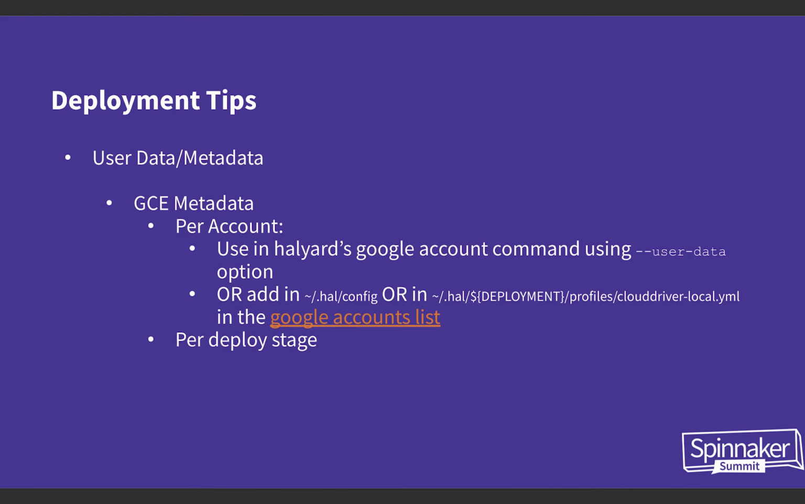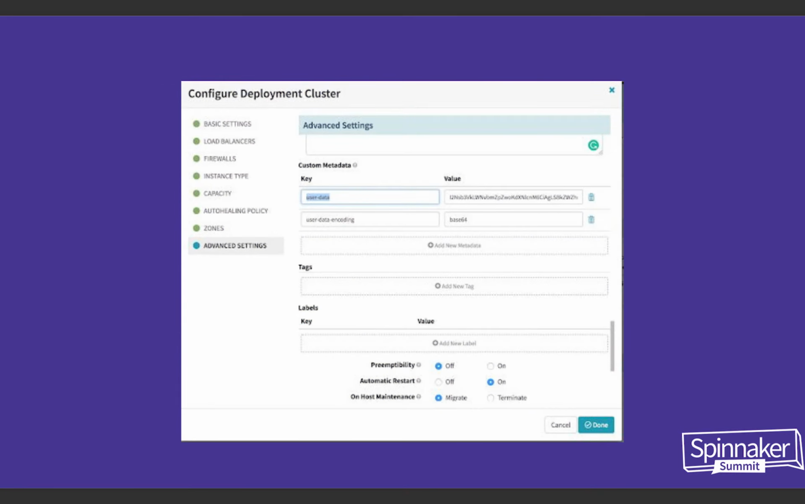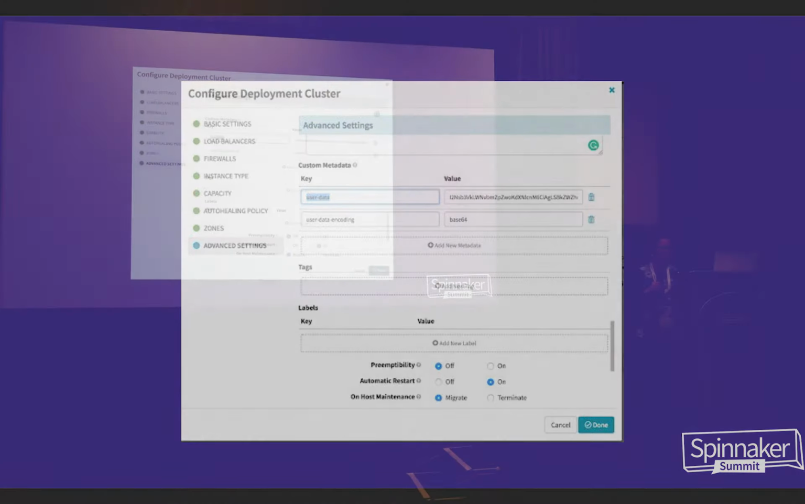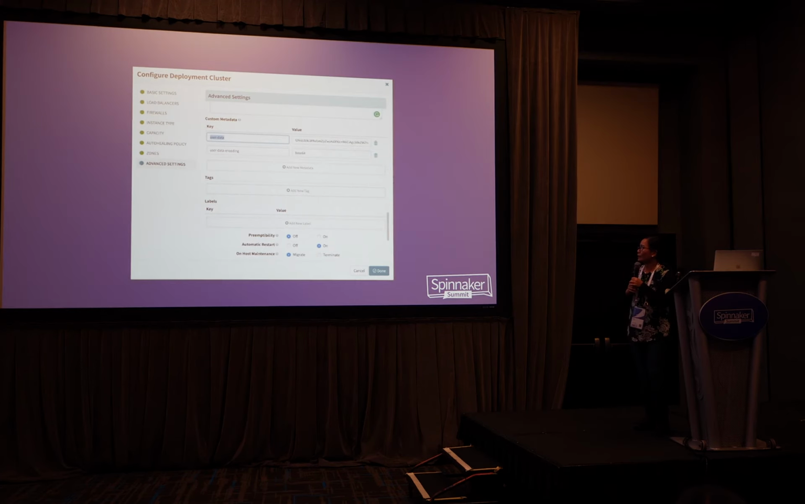Now, for GCE, you can only do it per account. There's no global setting. So you do it via Halyard's Google command, --user-data, or you can just manually go into your Halyard config file or the clouddriver-local and add it into the Google accounts list. And like in AWS, you can do it per deploy stage. Here's a sample: for that account, use that user data file. Here's an example of how it can be overridden in the deploy stage.